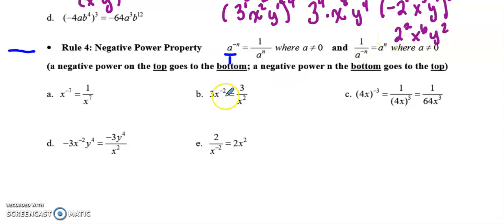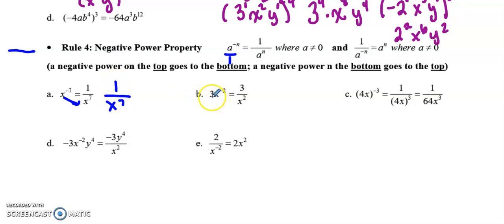So we're going to look at each of these examples piece by piece. x to the negative 7 is on the top, so we're going to move the base to the bottom, pop it in the denominator, and make the exponent positive. And when you pop it to the denominator, you'll notice there's nothing up here, so you just put a 1 there, okay?